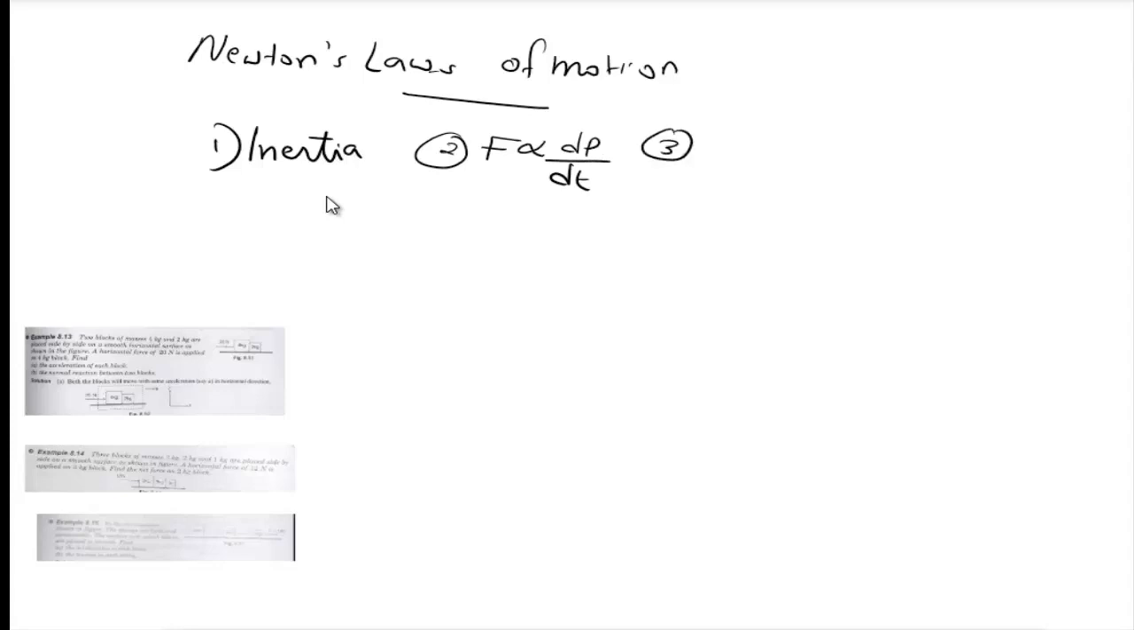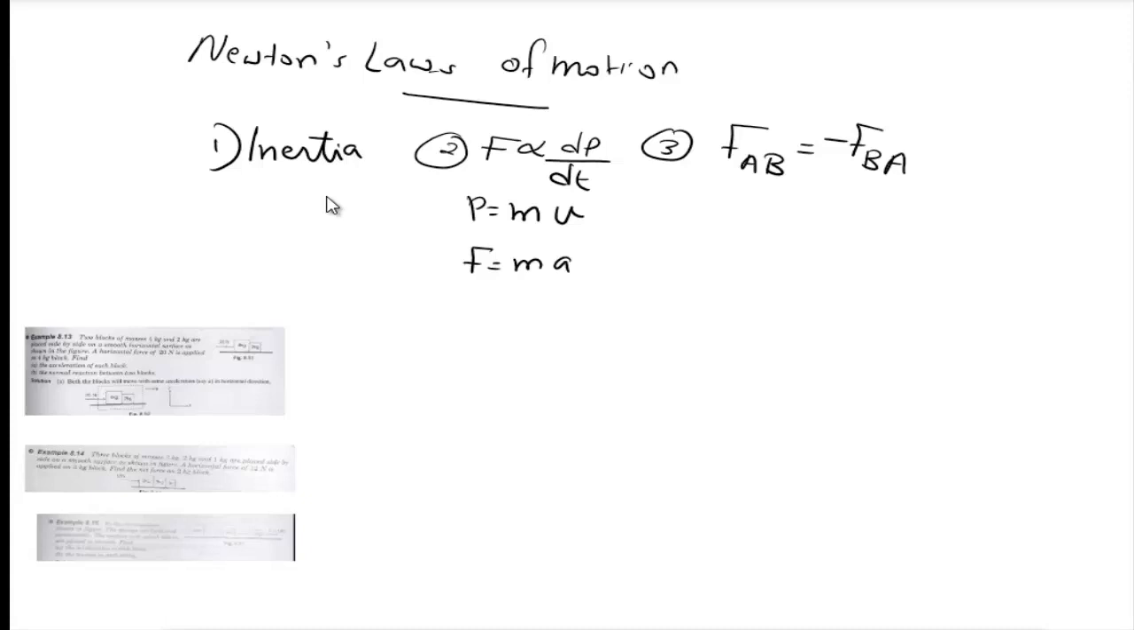And the third one: for every action there is an equal and opposite reaction. So force on B due to A will be equal to minus force on A due to B. From the second law we know p equals mv. Therefore, while solving this, we get the equation F equals ma. From the second law, we are getting the equation F equals ma.